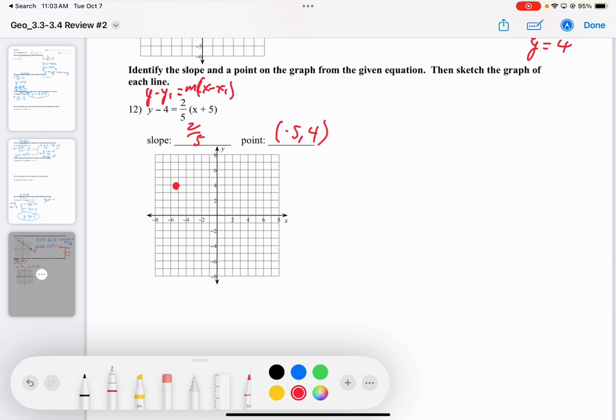And then I need to use my slope. Am I going to go up, down? What am I doing here? So up 2, right 5. So up 2, and then right 5. 1, 2, 3, 4, 5. So then there's my next point. And then I just need 2 points. So then just connect them, right?